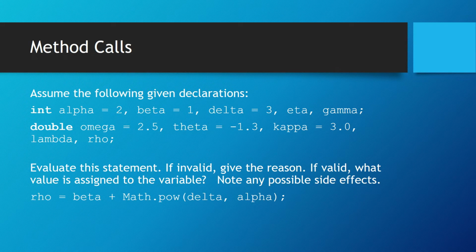In this example, we are given the following declarations. Then, we are asked to evaluate this statement. If invalid, give the reason. If valid, what value is assigned to the variable? Note any possible side effects. We are given the statement rho is assigned the value beta plus Math.pow(delta, alpha).